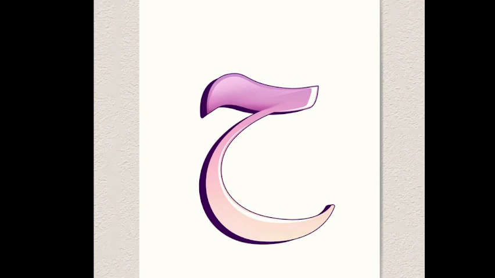And now we have kha. One thing you should know about kha is that it's the first heavy letter that we have in the Arabic alphabet, as it's arranged. The first heavy letter is the kha, as far as huruf al-hijaiyya is concerned.